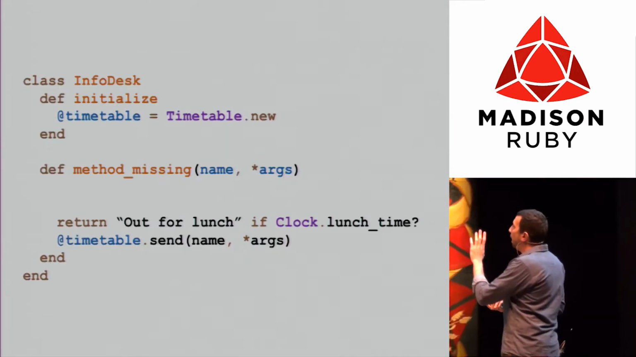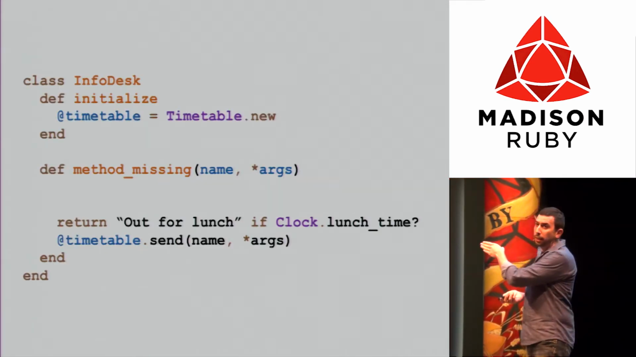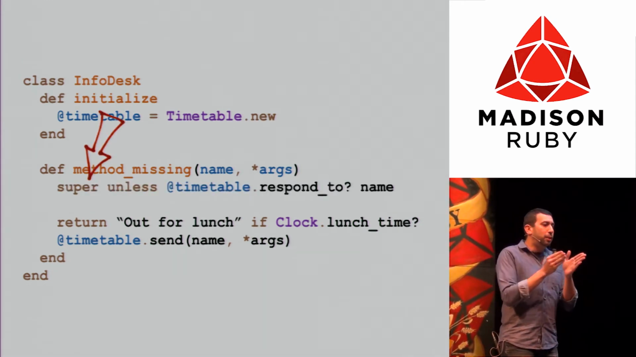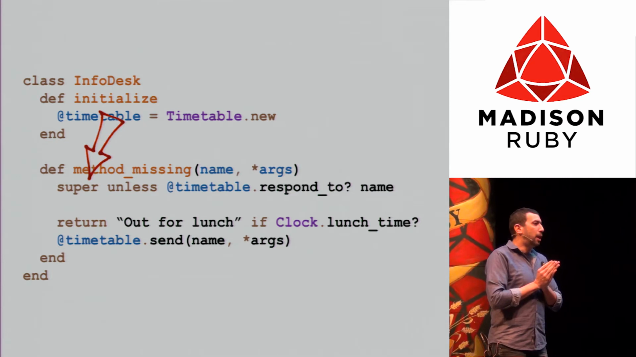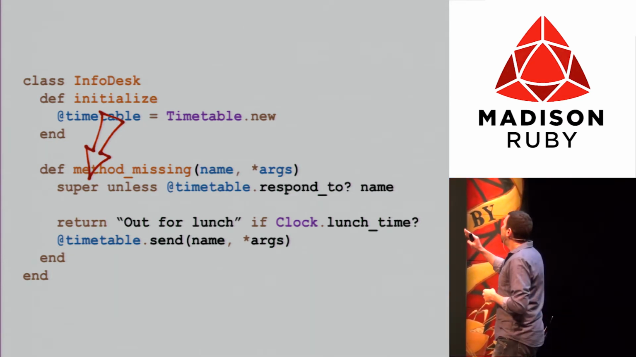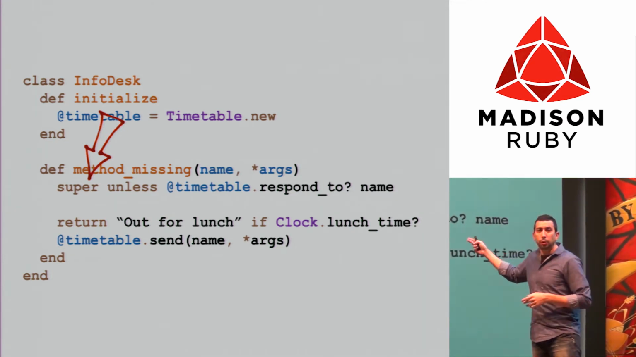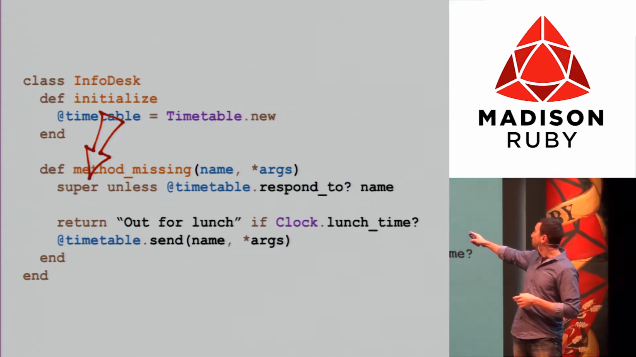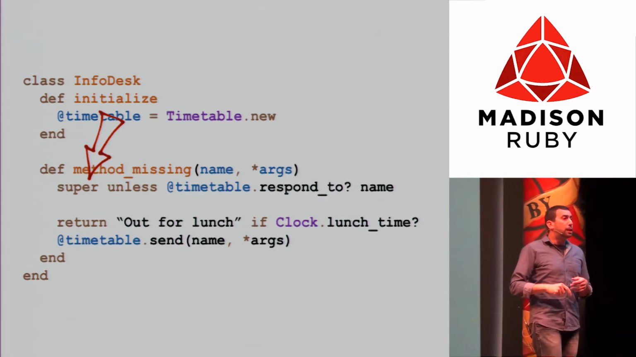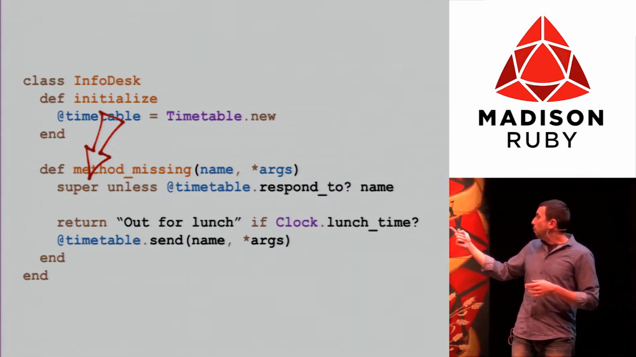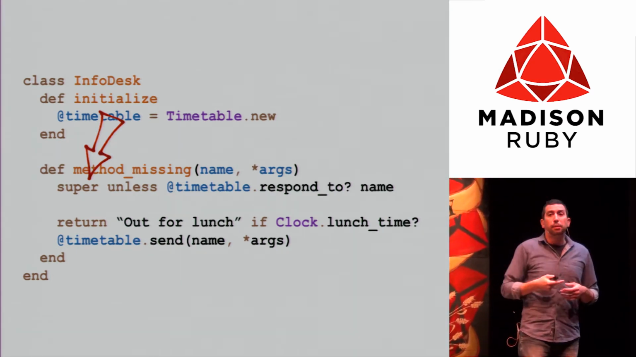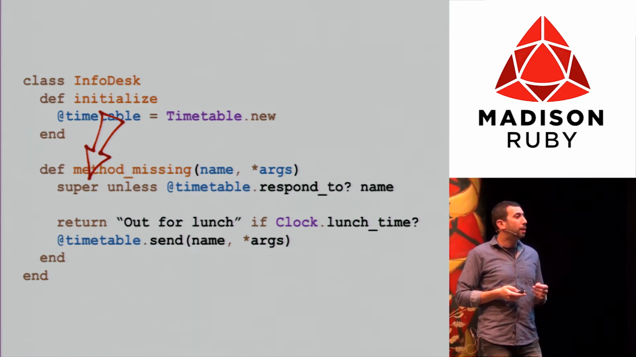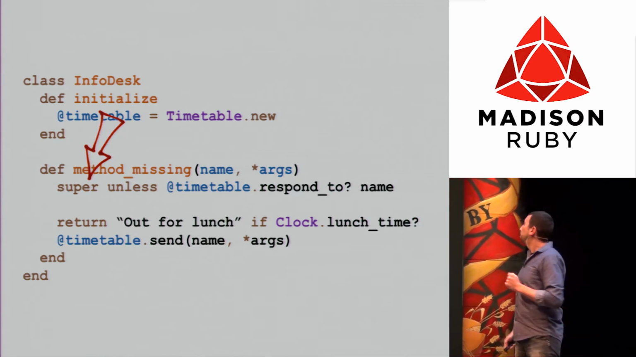You simply add one or two lines at the beginning of your method missing that basically narrow down the number of ghosts that you can create. In this case, I just said, timetable, do you respond to this method? Do you have this method? If you do, then we go forth. If you don't, then we just call super, which is the basic method missing, and we throw an error. So we are narrowing down our ghosts. Easy. But now we have another problem.